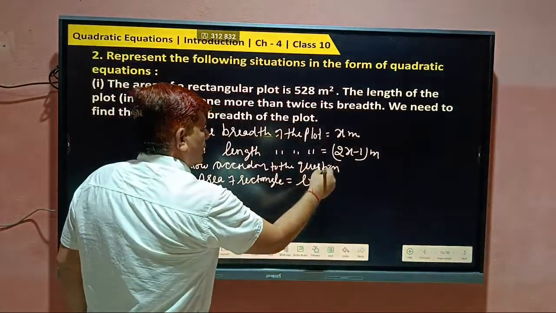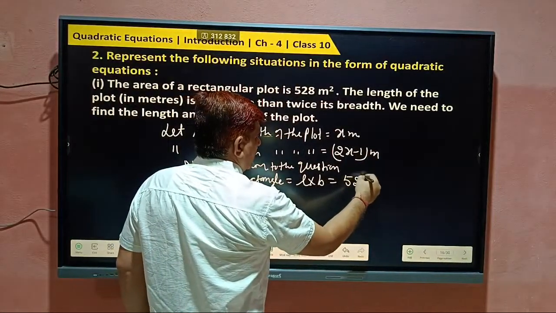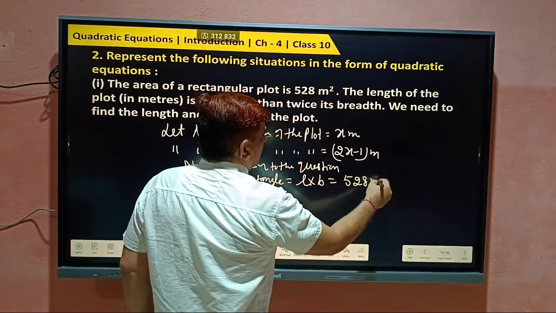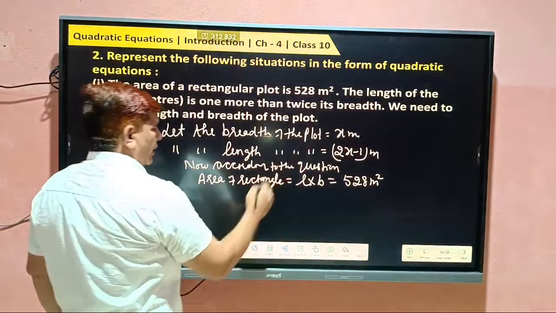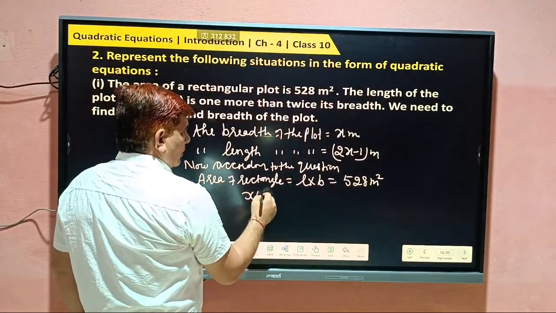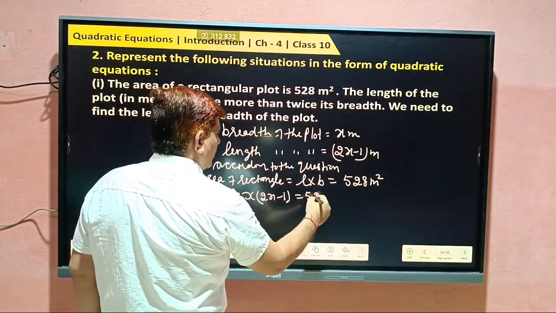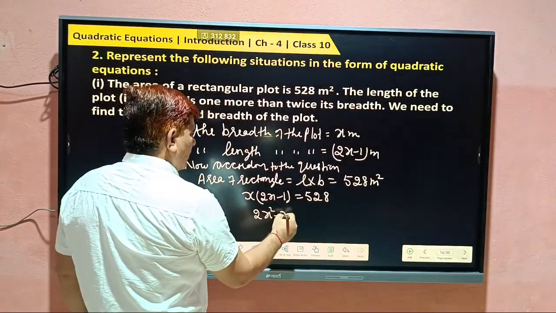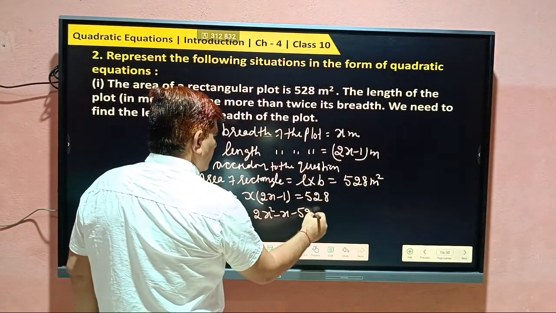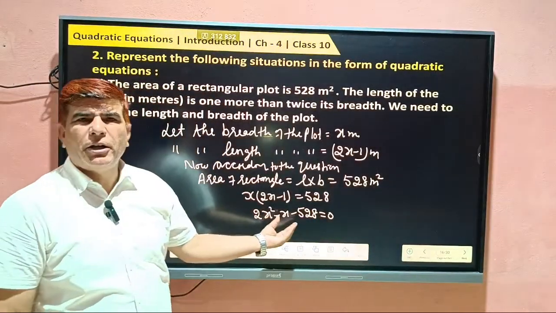Length into breadth, and this is equal to 528 meters square. So we can apply, what's your length? X into 2x minus 1 equal to 528. So this becomes 2x square minus x minus 528 is equal to 0. So this is a quadratic equation.